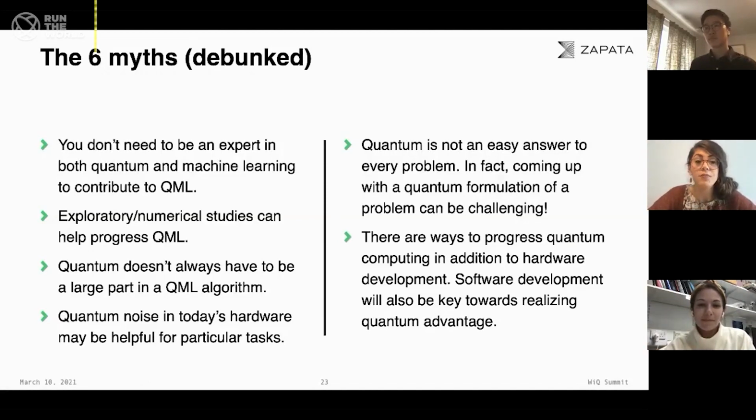And fourth is that quantum noise in today's hardware may be helpful for particular tasks, so we can take advantage of what we have right now to solve certain problems. And then the fifth is that quantum is not an easy answer to every problem, and in fact, coming up with a quantum formulation of a problem can be challenging, but when you do, you can get interesting results. And the last one is that there are ways to progress quantum computing in addition to hardware development. Software development will also be key towards realizing quantum advantage.